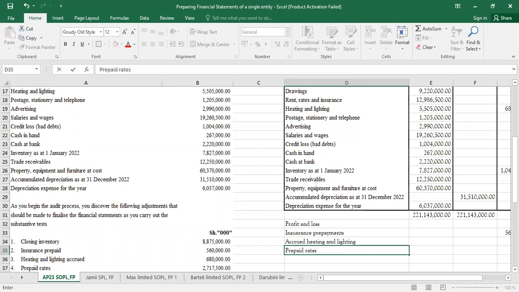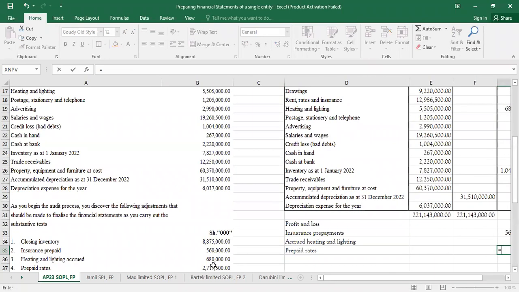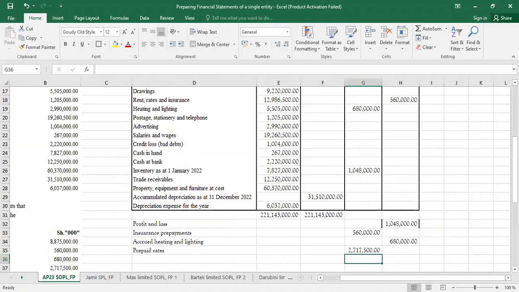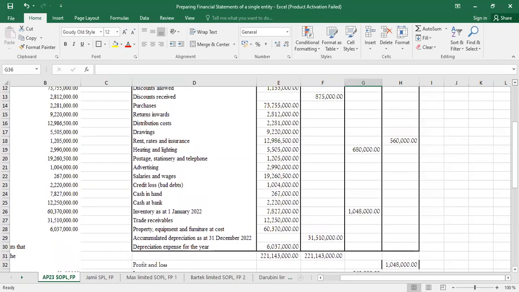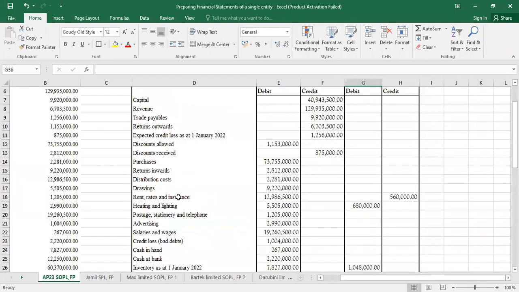Remember, prepayments have a debit balance, so we enter them as a debit under the adjustments. Here it is, I'll take that one, enter. And now for the double entry of the prepayment, I'll be crediting the account, which is on the same line. So I'll come here. You remember this 560 we had already dealt with.